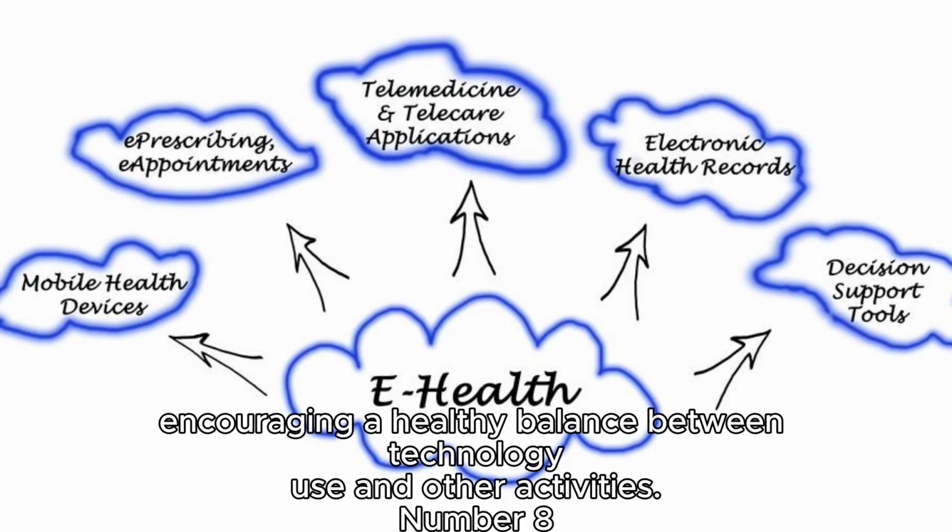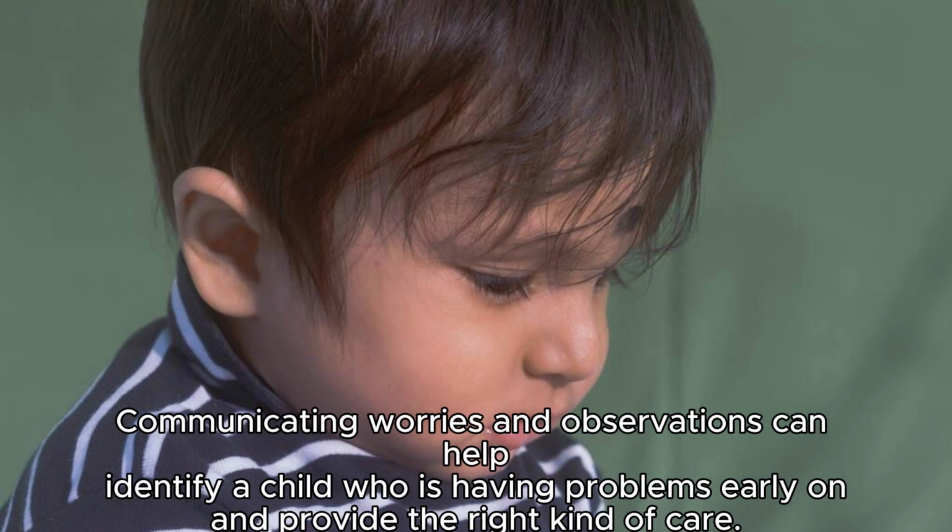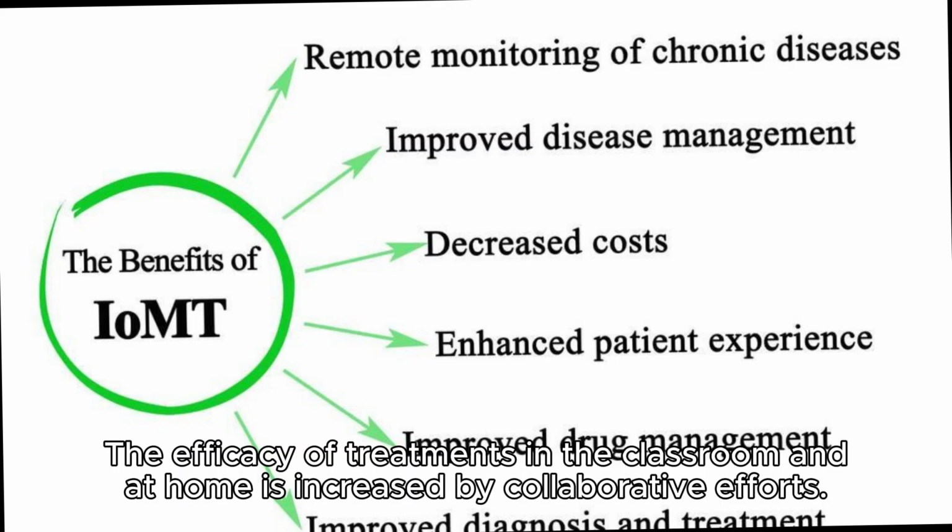Encouraging a healthy balance between technology use and other activities. Number 8. Encourage collaboration and communication. It is essential that parents and teachers communicate openly. Communicating worries and observations can help identify a child who is having problems early on and provide the right kind of care. The efficacy of treatments in the classroom and at home is increased by collaborative efforts.